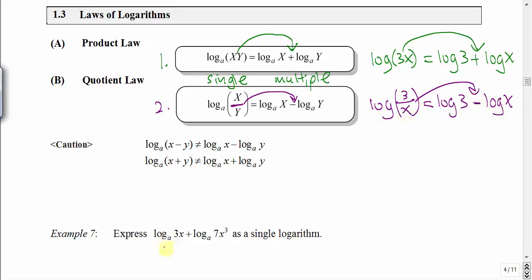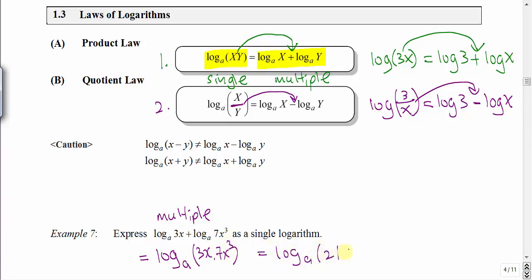Now let's try this example here. Express this expression in a single logarithm. So now we have multiple logarithms here. We want to combine them into a single logarithm. The base will remain the same. Multiple logarithms here can be combined into a single logarithm if the operation between the two logarithms is a plus. Okay, so now the operation between the two logarithms is a plus. We can combine them together and a plus becomes a multiply. 3x multiplied by 7x cubed. So the result is log base a of 21x to the power 4.